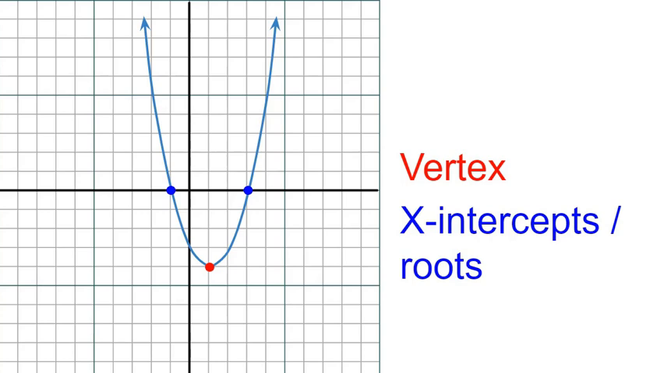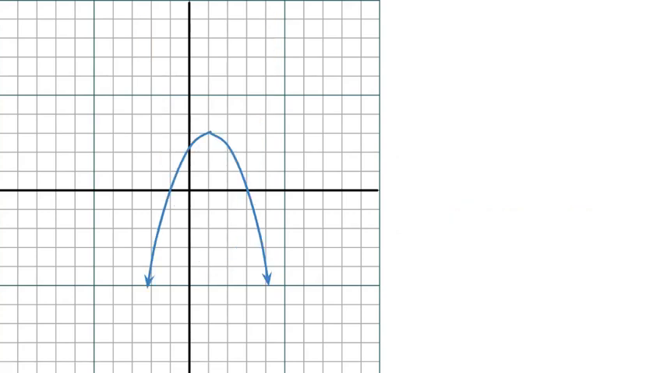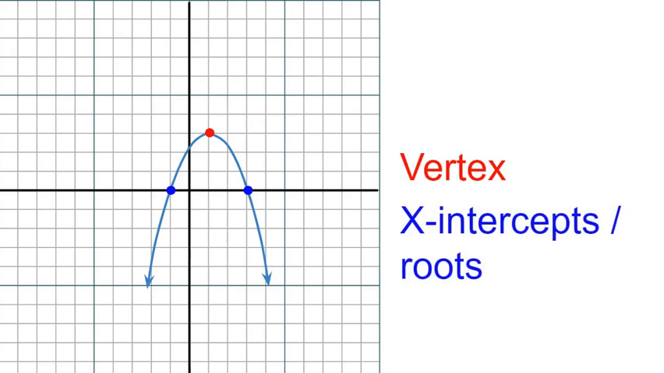Now these are the two most important pieces of information that a parabola gives you. One, its vertex, which is its lowest point or where it curves, and two, the x-intercepts, so wherever the parabola intersects with the x-axis. Now parabolas can also be facing downwards, and in this case the vertex very simply is the highest point, or the point where the parabola curves, and the two points that intersect with the x-axis are called x-intercepts, or they can also be called roots.